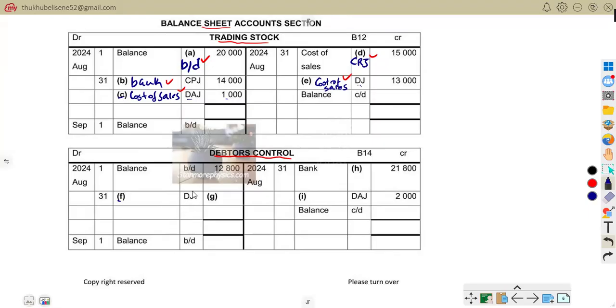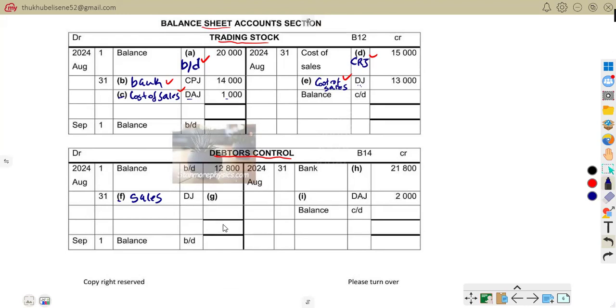So now, what are we going to write here? We are going to write sales, because debtors journal is about the goods that we sell on credit. So that is why here we have the debtors journal. How much are we going to sell on credit? Now we are on G.